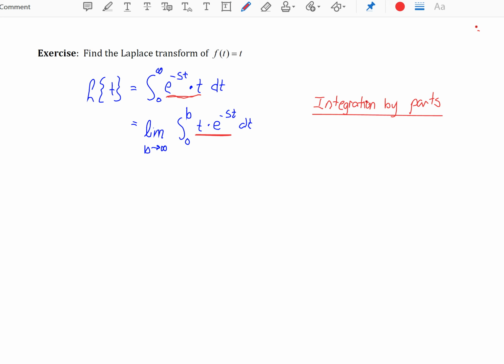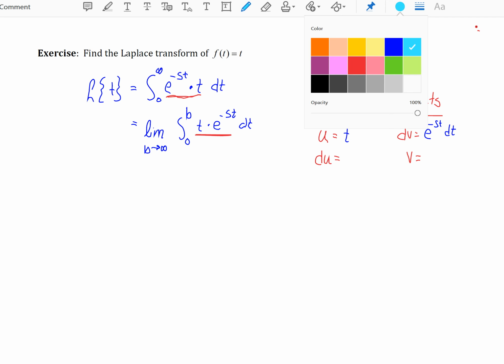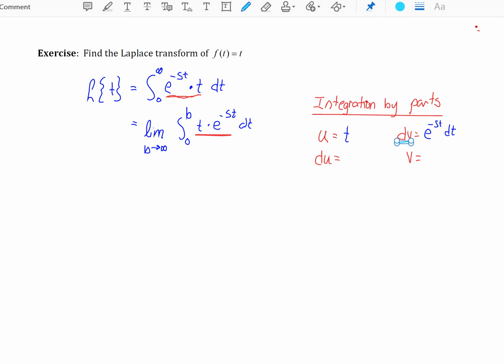Now recall, with the integration by parts method, you will always pick a u portion of your integrand and a dv portion of your integrand. You'll then find the derivative of your u portion and the integral of your v portion. And there's usually only a couple guesses that we'll make, but here I'm going to jump right to letting u equal t and dv be e to the negative st dt. Now make sure you write the dt here, because in general, a differential has to equal a differential.